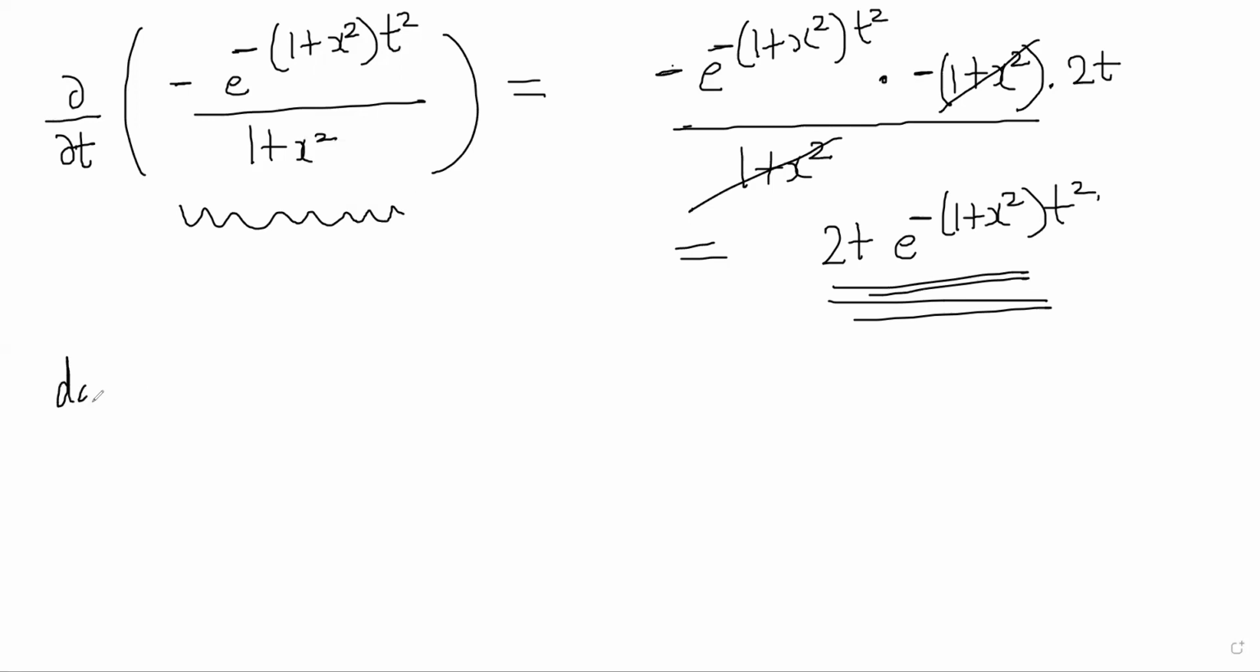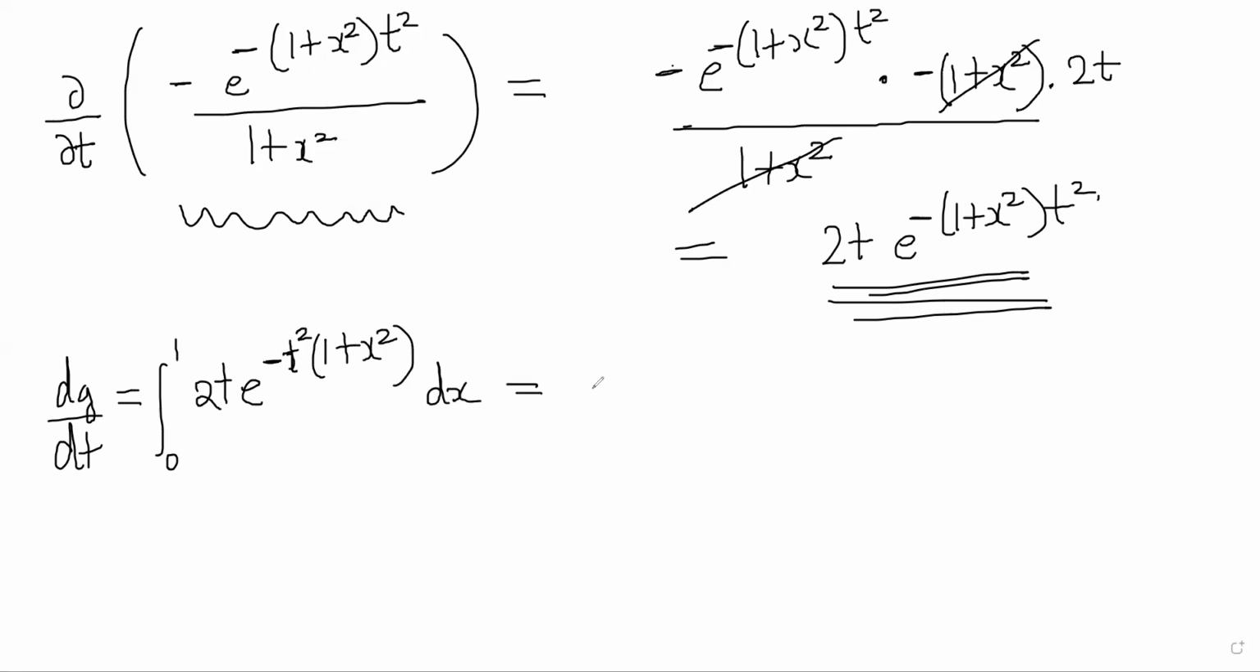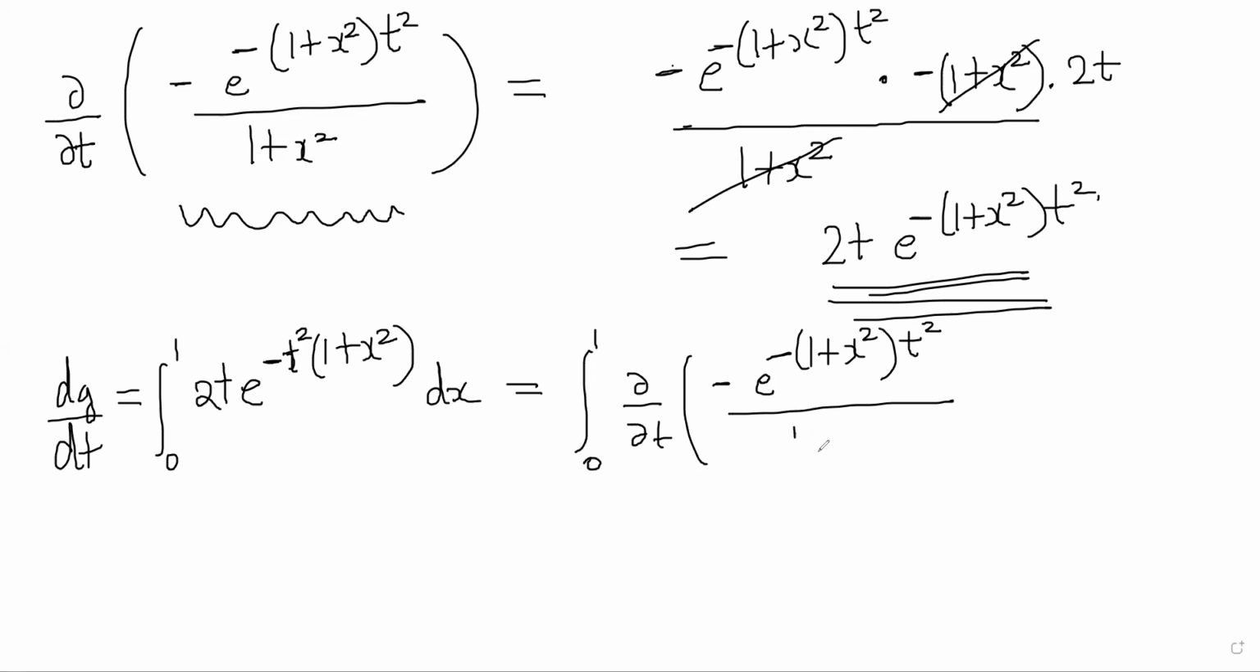So we can say that dg/dt, which was earlier equal to the integral from 0 to 1 of 2t e^(-(1+x²)t²) dx, is equal to the integral from 0 to 1 of the partial derivative of minus e^(-(1+x²)t²) divided by (1+x²), with respect to t, dx, right?